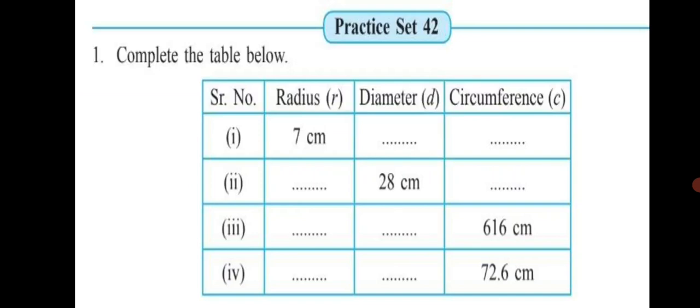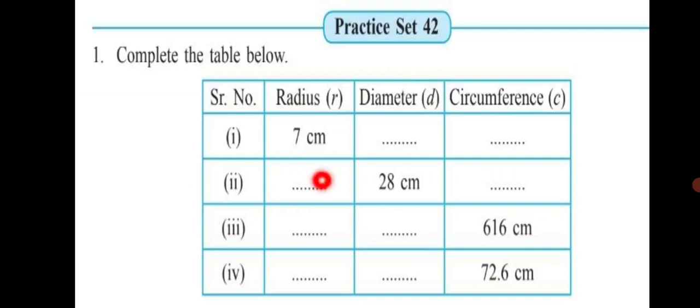Practice set 42. Complete the table below. Now, if you have the radius, then you can easily find the diameter because diameter is 2 times the radius. So accordingly, we'll find the diameter and then with a formula we can find the circumference. This way we are going to find the missing answers. Let's start with the first one.